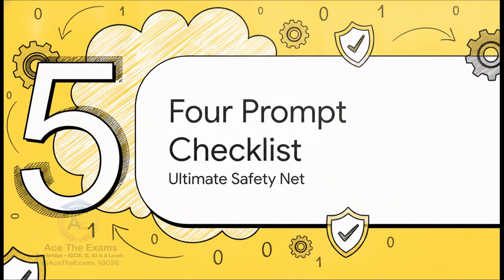Rule 1, command word decoding. You must know exactly what the question is asking. Rule 2, Peel framework application. You must structure your answer logically. And Rule 3, the time management matrix. Don't spend 10 minutes on a 2-mark question like Alex does, and don't spend 30 seconds on an 8-mark question like Sam does. Let's apply this through our 4-prompt checklist.